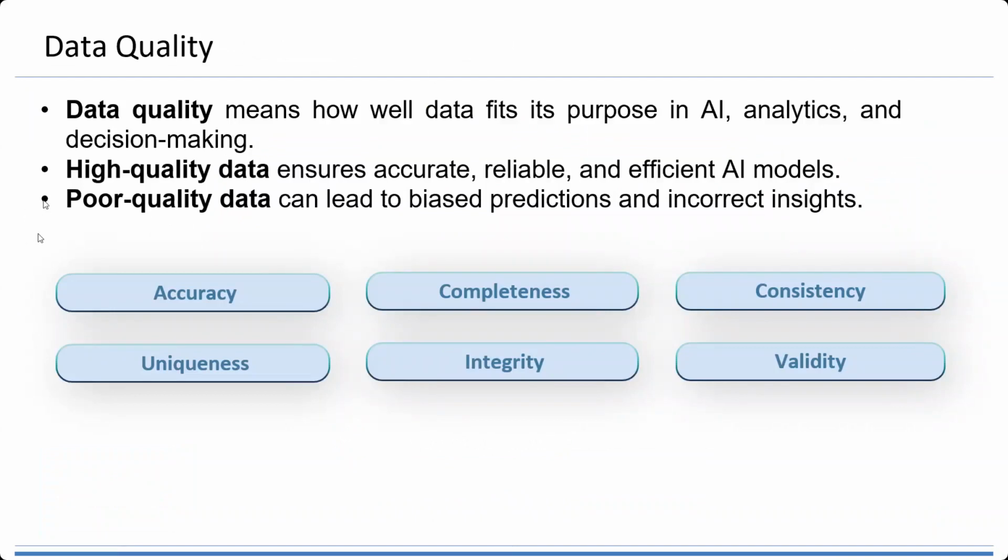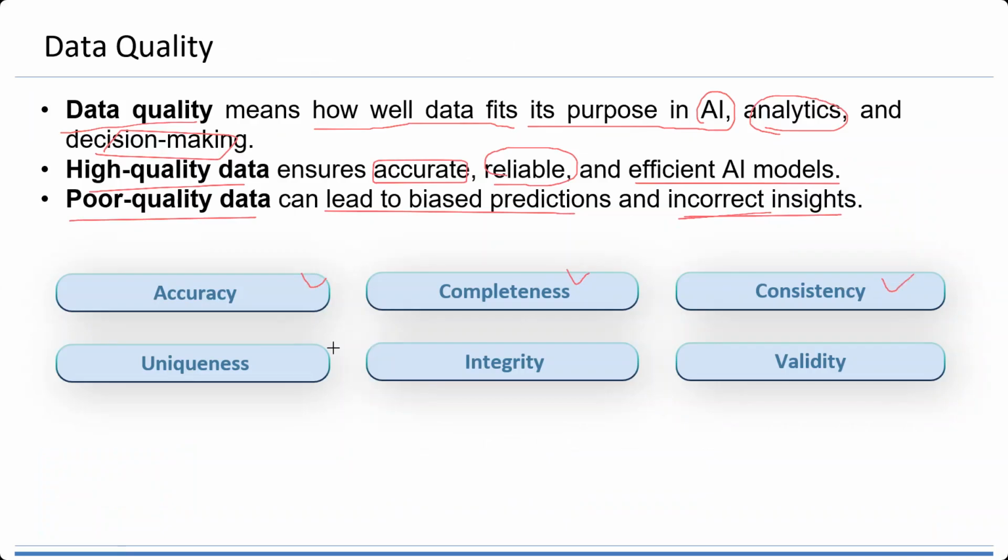So data quality. What is data quality? Data quality means how well data fits its purpose in AI, analytics, and decision making. So if your data is good, high quality data, then it can ensure accuracy, it is reliable, and it can produce an efficient AI model. If your data is poor, then it can lead to bias and incorrect insights. So there are 6 dimensions: accuracy, completeness, consistency, uniqueness, integrity, and validity.